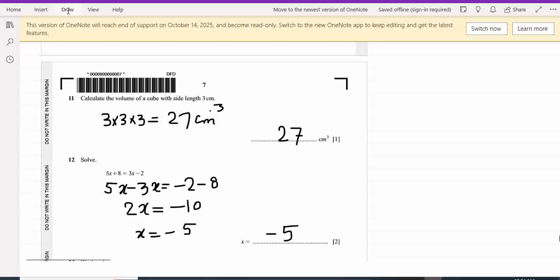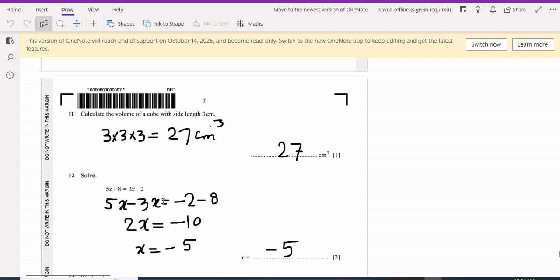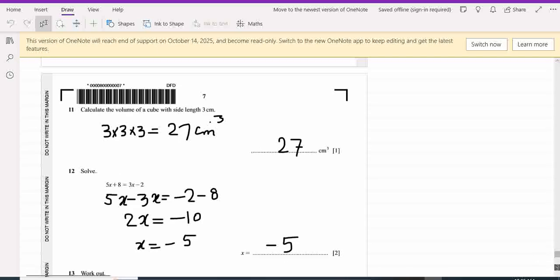In order to solve this, we make x the subject of the formula. So the terms containing x on one side: 3x will be shifted to the left hand side, so we get 5x minus 3x. 8 will be shifted to the right hand side, so this becomes minus 8, and minus 2 is already here. Now 5x minus 3x is 2x, and minus 2 minus 8 is minus 10. So 2x is equal to minus 10. If you divide by 2, this becomes x, and minus 10 divided by 2 is minus 5. So x is equal to minus 5 is the final answer.